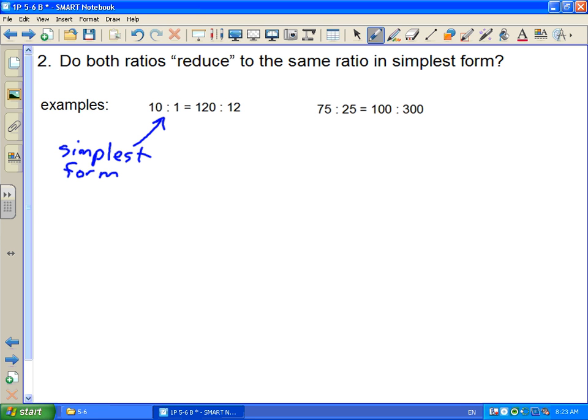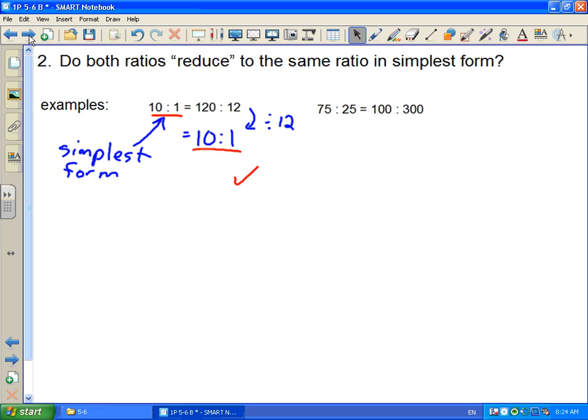What about 120 to 12? If we put this in simplest form, we would have to divide each of these by 12. So 120 divided by 12 gives us 10, and 12 divided by 12 gives us 1. And lo and behold, our two ratios in simplest form are the same. So this is a valid proportion.